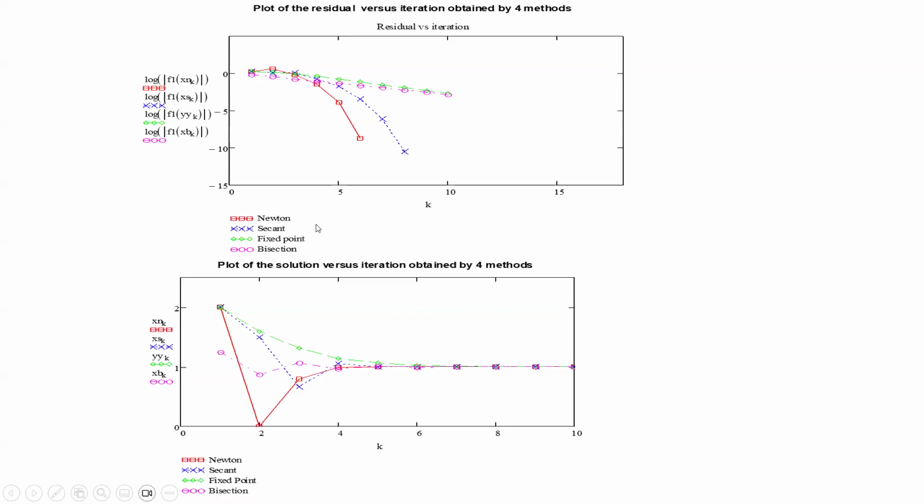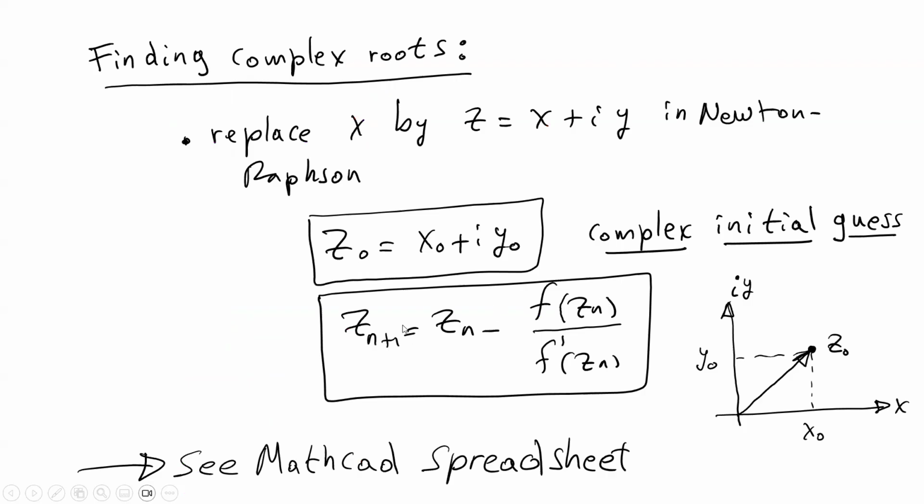The bisection method converges linearly. Also, for finding a complex root, we can use the Newton-Raphson method, but we replace x with the complex number z, that is x plus iy, where i is the imaginary unit. The initial guess for finding a complex root should be a complex number. Then we plug into the Newton-Raphson formula based on z and perform the iteration as usual. After several iterations, the method converges to a complex root of the function.